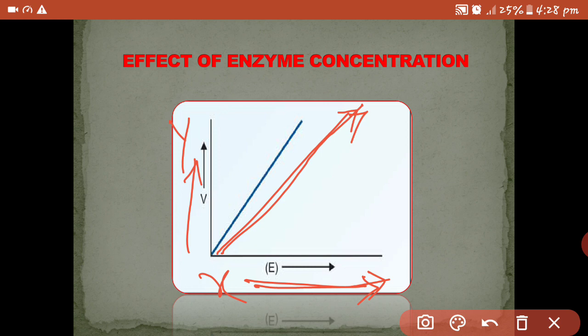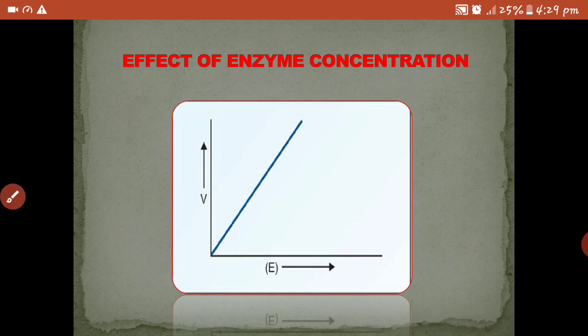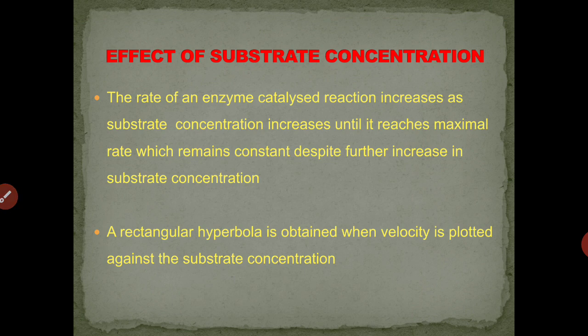This property is made use of for determining the level of a particular enzyme, any of the enzymes, in plasma, serum or the tissues for diagnostic purposes. Okay, so next is the effect of the substrate concentration.